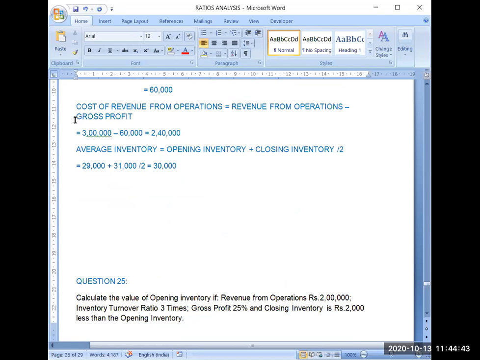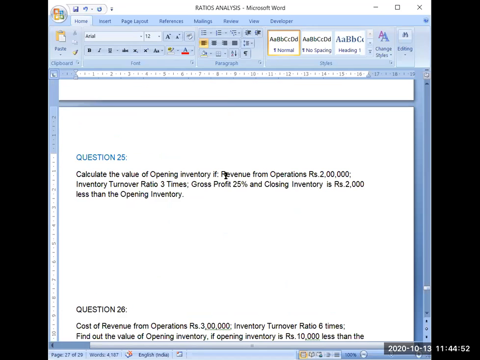Now see question number 25. Calculate the value of opening inventory. This time question is asking you to calculate the value of opening inventory. Revenue from operations are given 2 lakh. Inventory turnover ratio is given 3 times. Gross profit is 25%. So again it will be of revenue from operations only. And closing inventory is given 2,000.